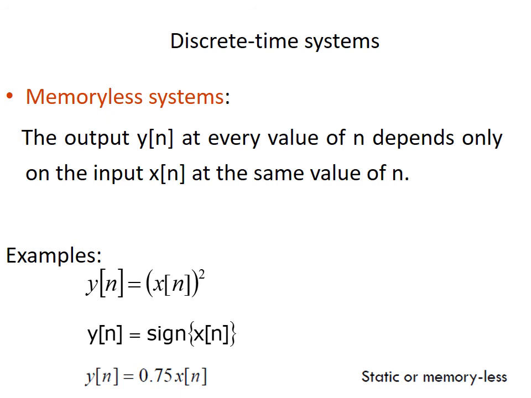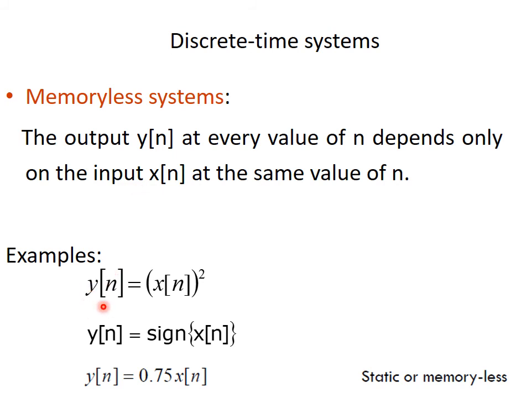So a memoryless system is a system that doesn't have the capacity to store energy, right? So output in memoryless systems depends on the current input. If x of n is the discrete input applied to the memoryless system, then the output produced by the memoryless system is y of n, and it would only depend upon the value of x of n.